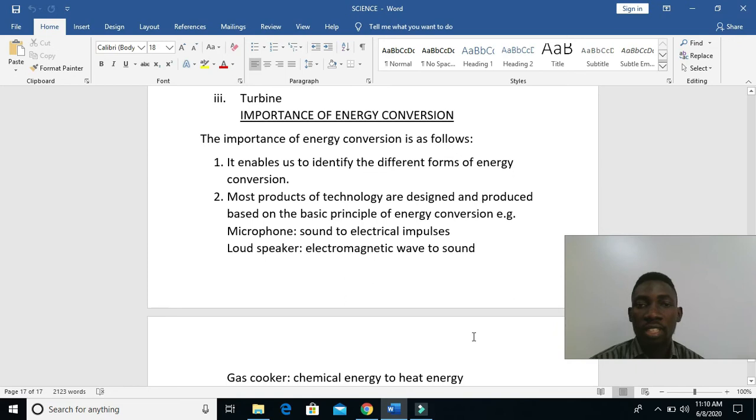Now the importance of energy conversion is as follows. Number one, it enables us to identify the different forms of energy conversion. Through energy conversion you can tell that there are different forms of what? Energy, and that they are all interconvertible. Number two, most products of technology are designed and produced based on the basic principle of energy conversion.